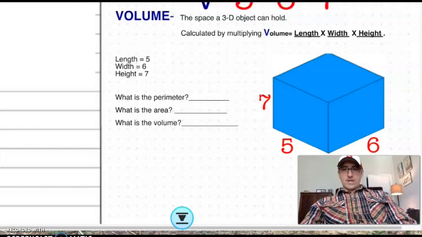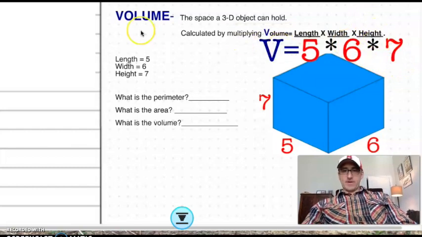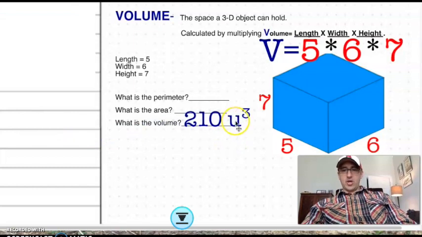So let's plug our information into the formula. Length is 5, width is 6, height is 7. So when we multiply these together, 5 times 6 is 30, times 7. 30 times 7 is 210, and I call it units cubed because there are three dimensions, length, width, and height.